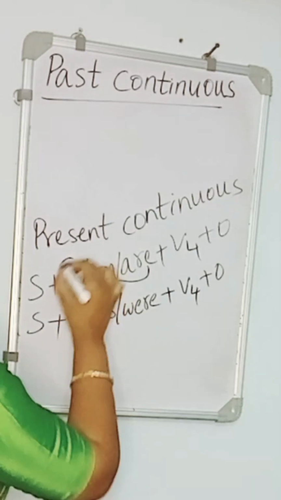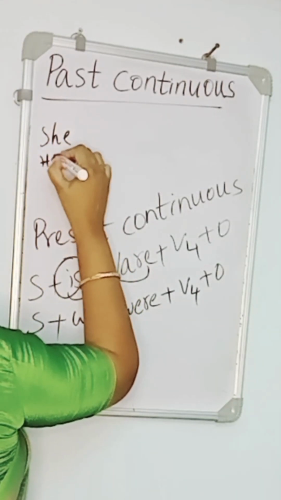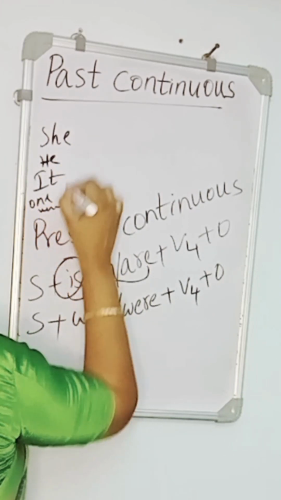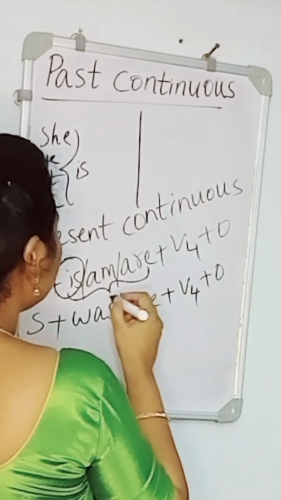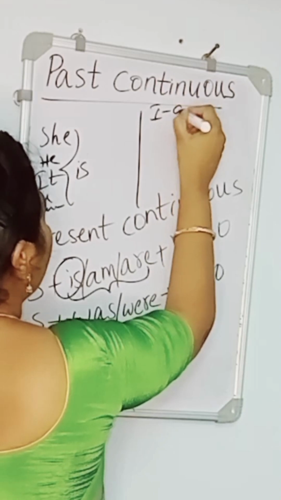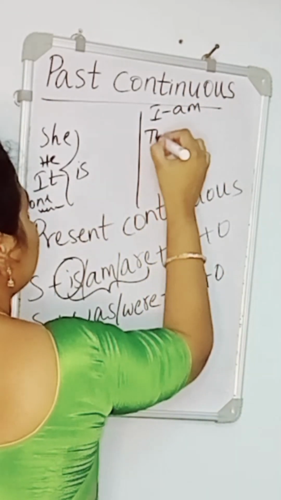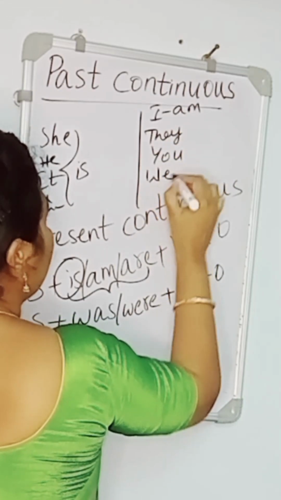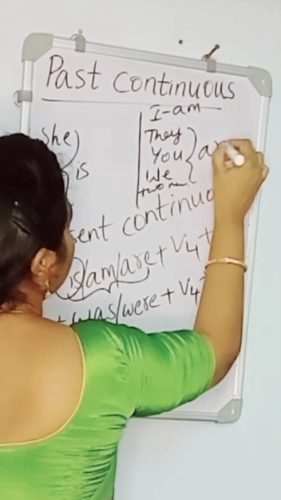Okay, for is, where we have to use is: she, he, it, and any one name we have to use is, right? And where we have to use am? Only for I. Yes or no? And where we have to use are? They, you, we, and any 2 names we have to use are. Yes or no?